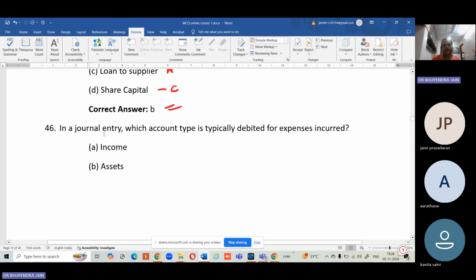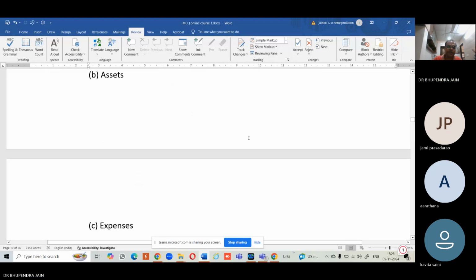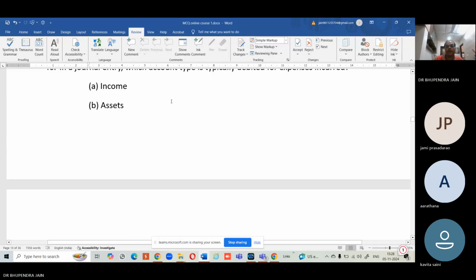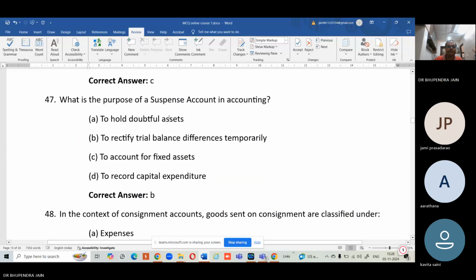In a journal entry, which account type is typically debited for expenses incurred? So the answer is expenses. Income, assets in balance sheet. Where is expenses? Let's read.